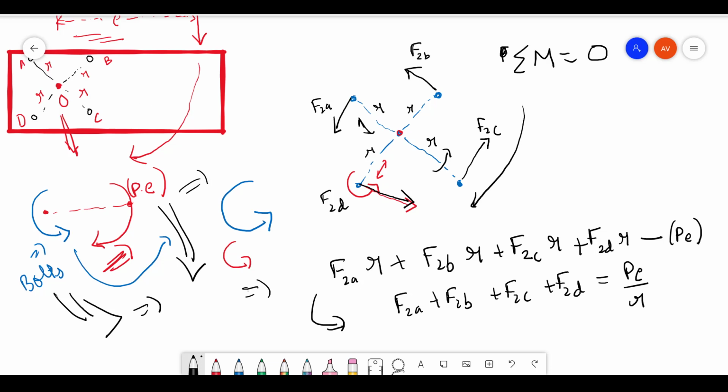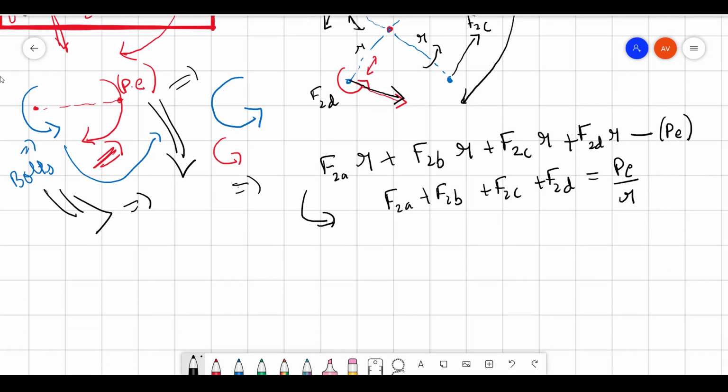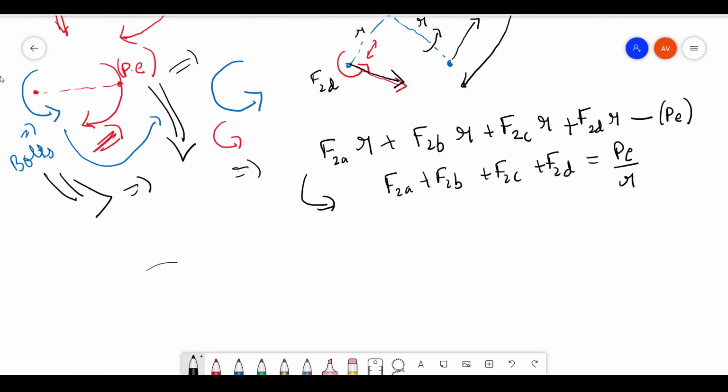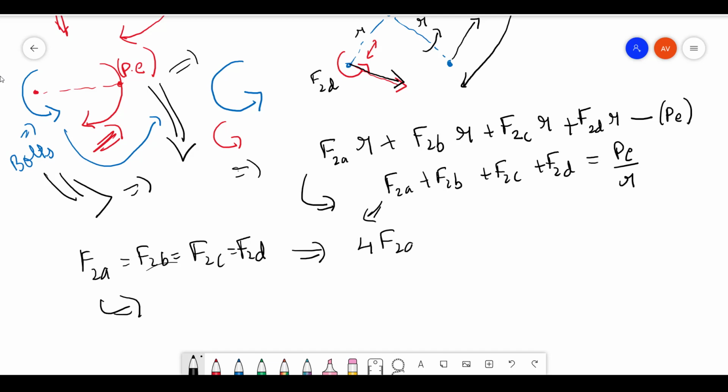Now the point to be noted is that here the system is very symmetrical and all the bolts are identical. So all F2 will be equal: F2A, F2B, F2C, F2D. So finally what you can write is 4, let's say F2A, because all are the same, equal to PE by R. Therefore F2A is equal to PE by 4R.